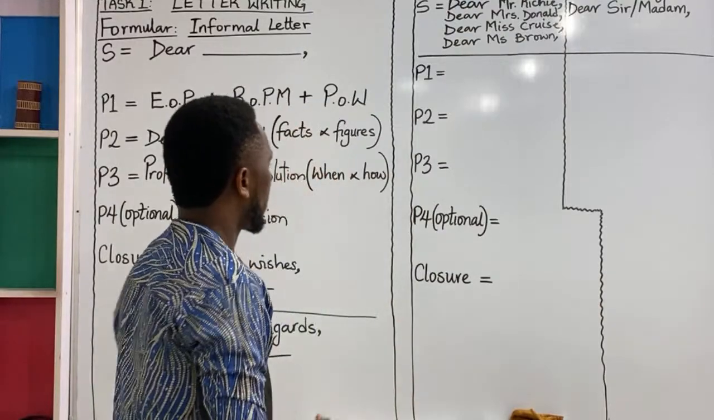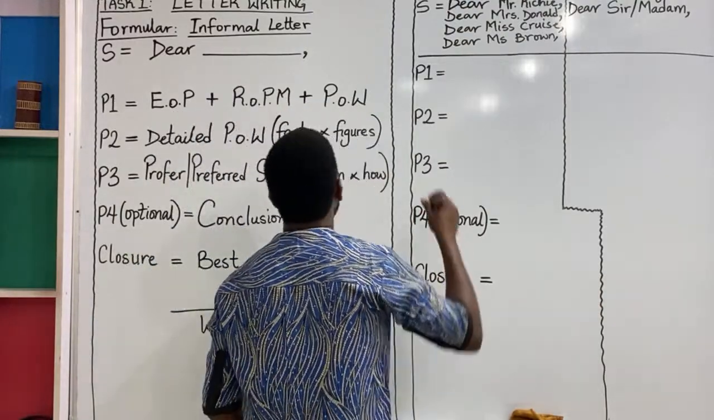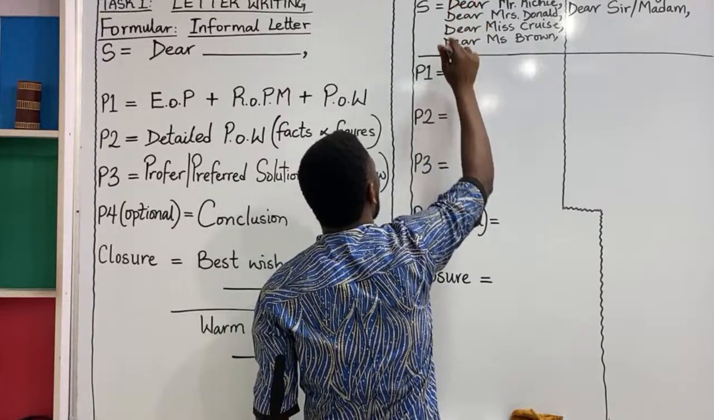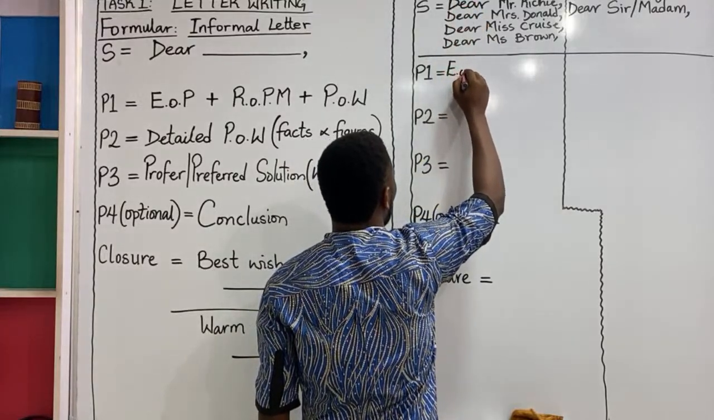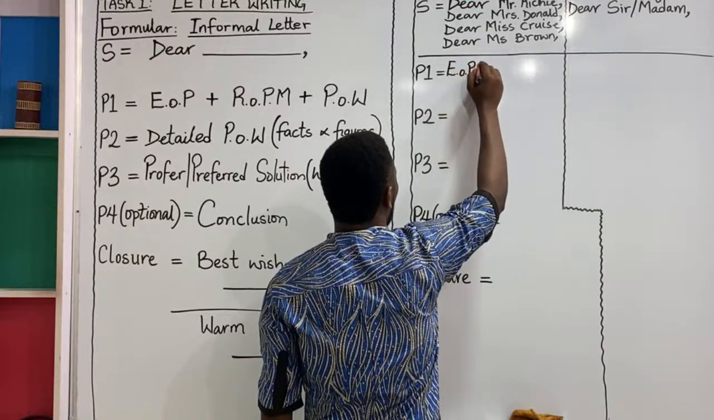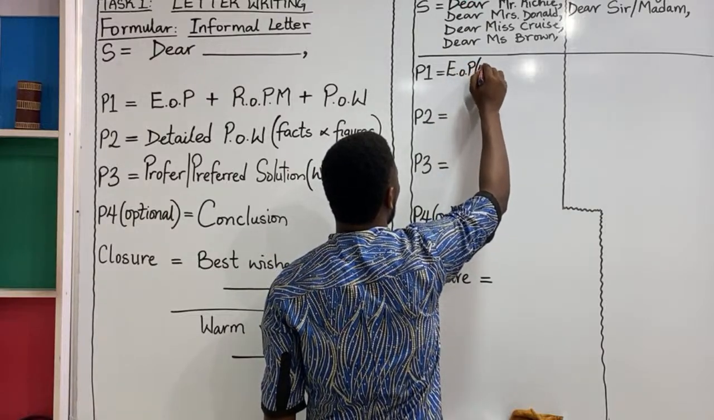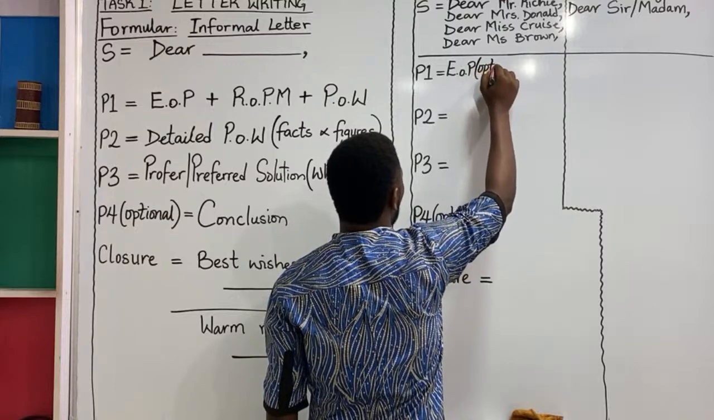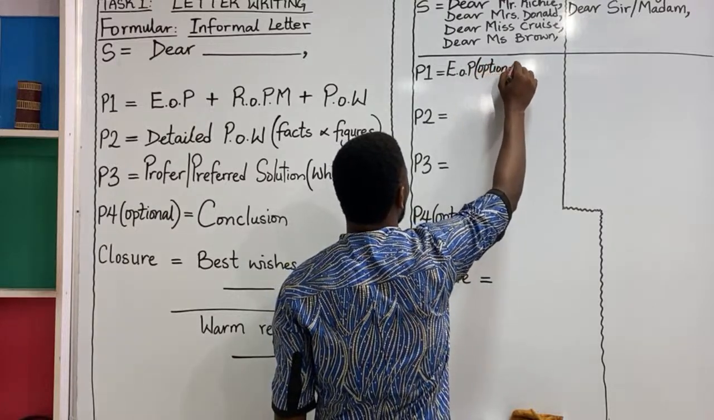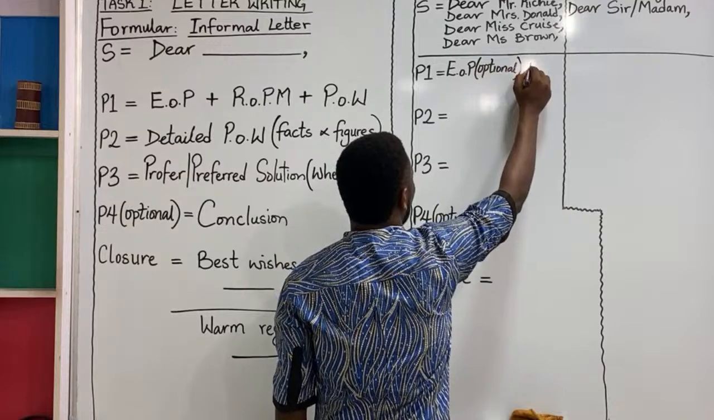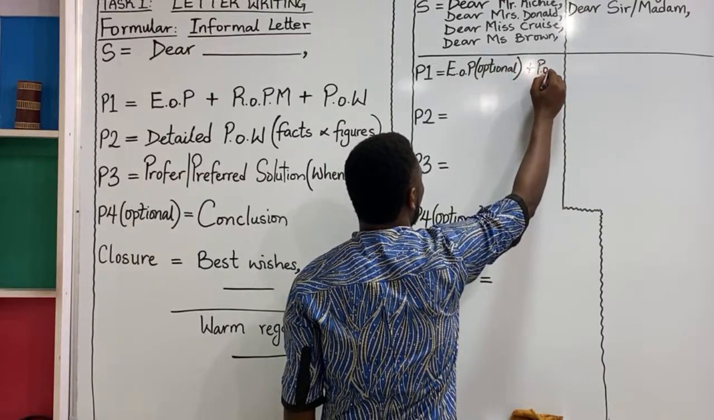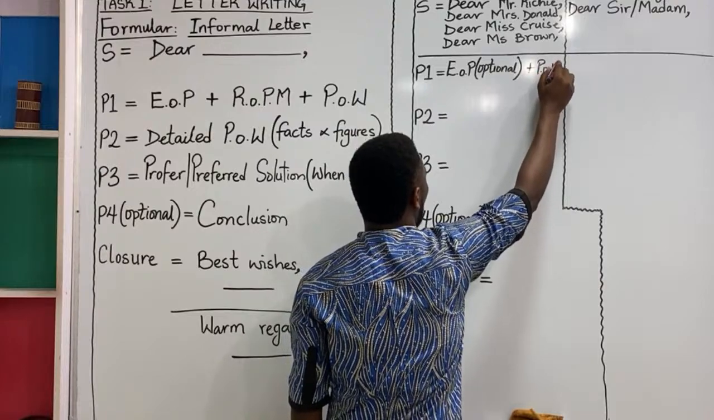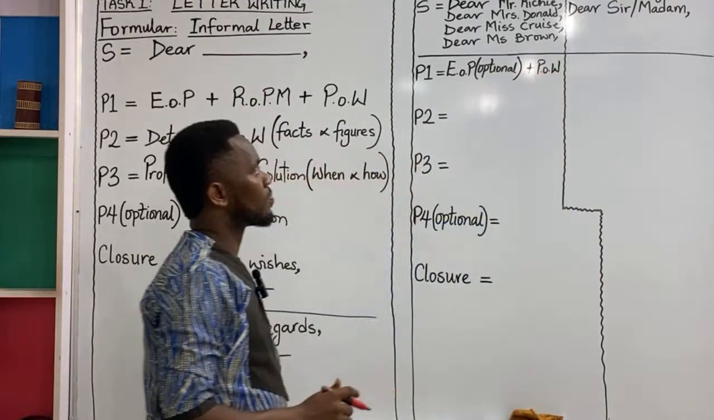Okay? Then for your paragraph 1, for a semi-formal letter, there is an option of exchanging pleasantries. It is optional. If you don't want to bring that in at all, then you go straight to your purpose of writing.